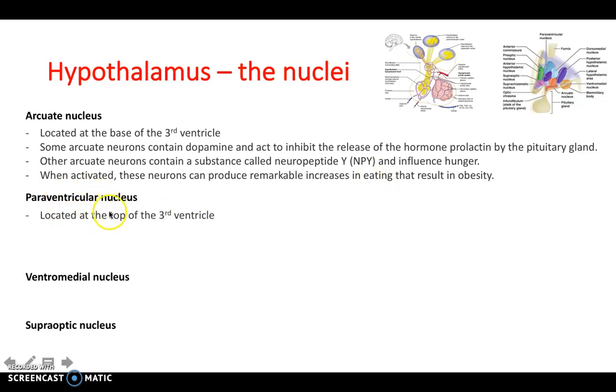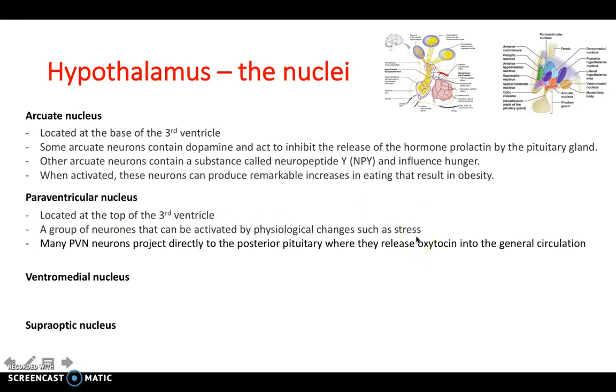The paraventricular nucleus is located at the top of the third ventricle, so paraventricular and arcuate are both in the third ventricle. And the paraventricular nucleus is a group of neurons that can be activated particularly by physiological changes such as stress. Many of the neurons that are located in this nucleus actually project directly to the posterior pituitary, where they release oxytocin into the general circulation.